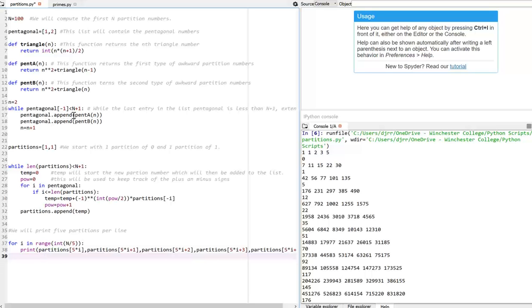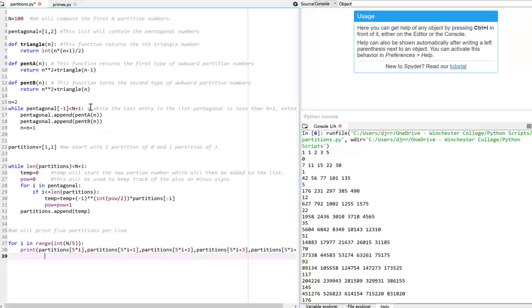We're going to append, stick on the end of the list of pentagonal numbers, pent A of n, pent A of 2. We look at what pent A is. That's 2 squared plus the first triangle number. That's 5. So we're going to decorate this list with a 5. Then we're going to decorate it with pent B of 2, which is 2 squared plus the second triangle number, which is 7. Then we're going to swap n for n plus 1, so n's going to go up to 3.